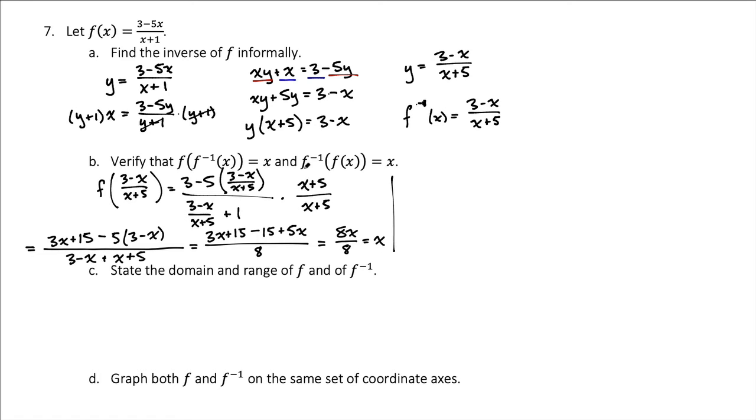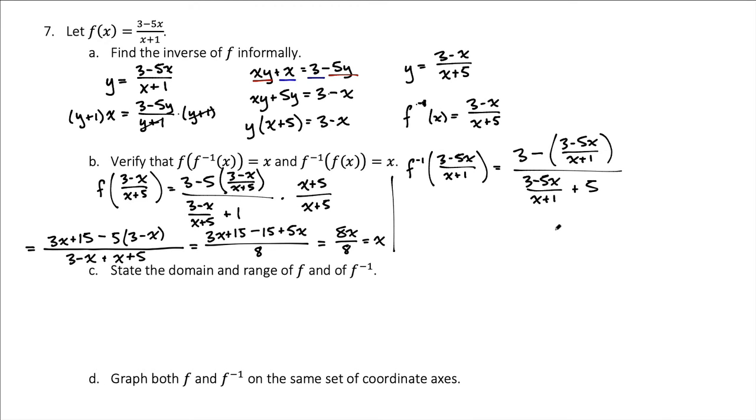Okay, now we're going to do f inverse of f of x, and it's going to work pretty much the same way. We are doing f inverse of f, which is (3 minus 5x) over (x plus 1). So now we go ahead and apply f inverse to this. f inverse means we do 3 minus that input, 3 minus (3 minus 5x over x plus 1), over the input plus 5, so (3 minus 5x over x plus 1) plus 5.